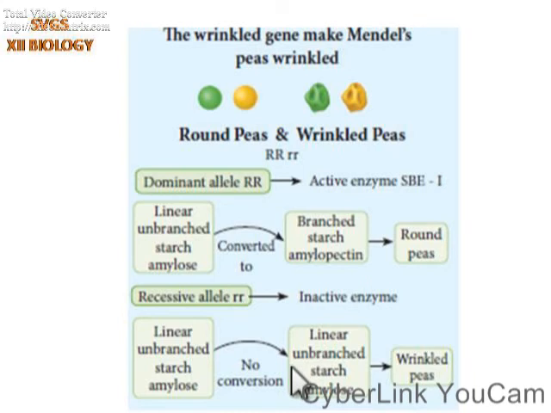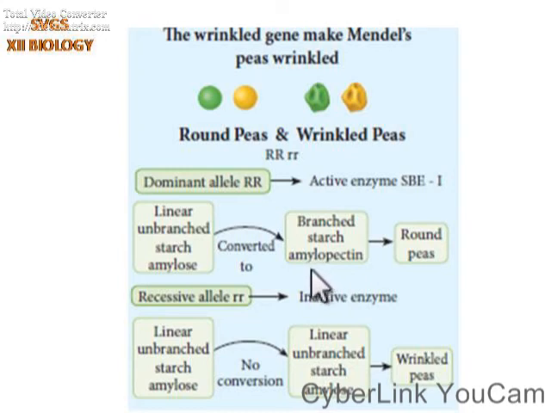So here we have a molecular genetic explanation for the round yellow and green wrinkled peas. So how have these round and wrinkled characters been inherited from the gene? We have a dominant allele, double R, which has the ability to produce the active enzyme, that is SBE1. This active enzyme will convert the linear unbranched starch amylose into the branched amylopectin. So this branched starch will give the round shape to the pea.